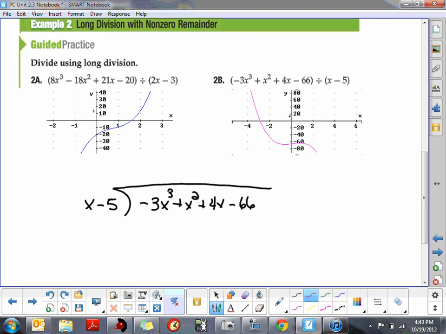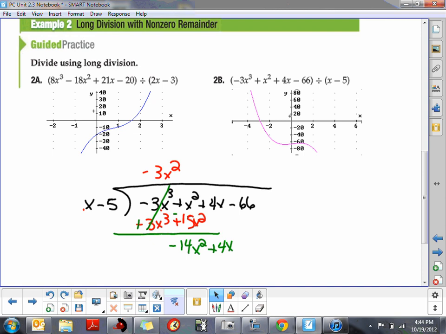So what do you multiply x by to get a negative 3x cubed? Negative 3x squared. And negative 3x squared times x is a negative 3x cubed. Negative 3x squared times a negative 5 is a positive 15x squared. Draw the line, change the signs, and then you add. These will reduce. Next thing we have is a negative 15x squared plus an x squared. That's a negative 14x squared. After you get done with your addition, bring down your next term, so plus 4x.